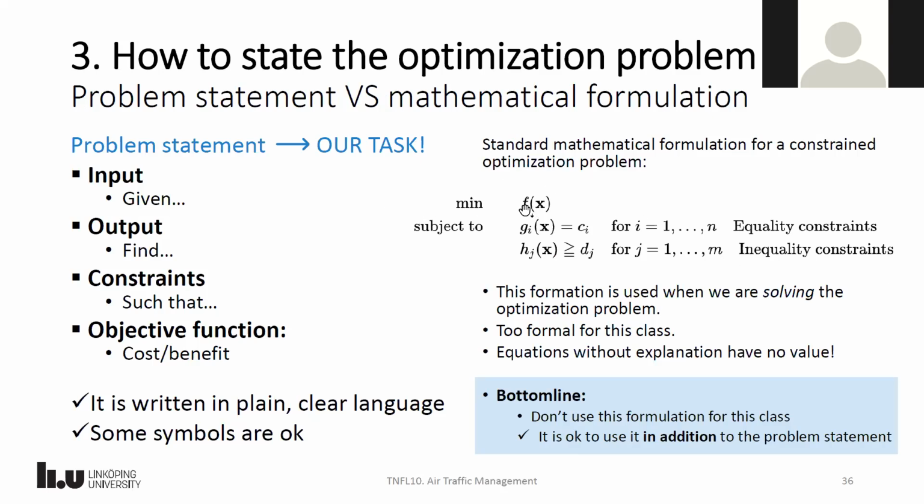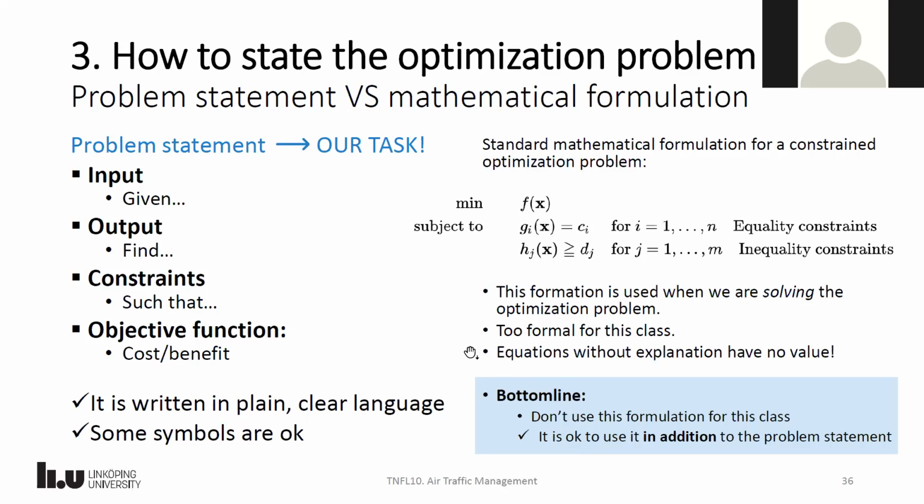It is: minimize a function that has as an argument x, subject to equality constraints and subject to inequality constraints. This formulation is very useful, but not for us, because it is useful where we are trying to solve the problem. Once we have done that, we may start to formulate it like this. But because we don't want to solve the problems, this formulation is not entirely useful to us. It's very useful, again, if we want to solve the problem, but that's not our case.